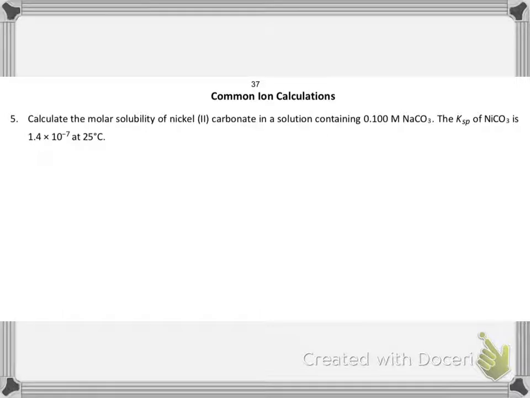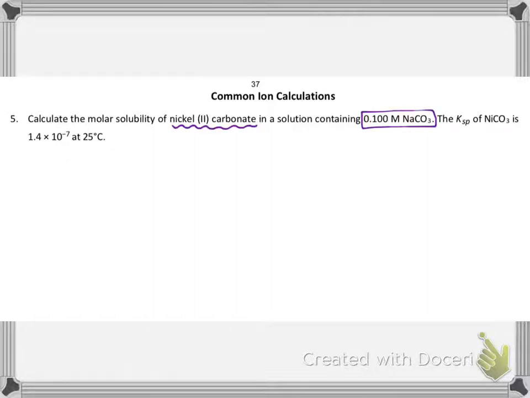The first problem type, a classic, says calculate the molar solubility of a given compound, but you're in a solution that already contains a common ion to that compound. So we're going to look at nickel 2 carbonate, but I want to know its molar solubility if it's already in a solution containing 0.1 molar sodium carbonate.